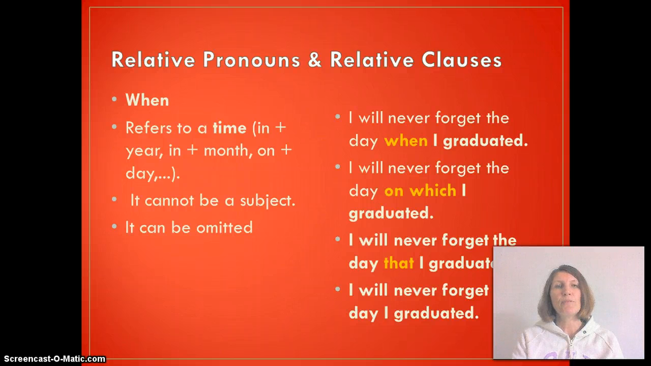When is a relative clause that refers to time. It can never be referred to in a subject, and it can also be omitted. It's optional. I will never forget the day. Which day? When I graduated. I will never forget the day on which I graduated. I will never forget the day that I graduated. I will never forget the day I graduated. So, we can see that which and that can be removed, as in the last example here. Which or that is omitted.